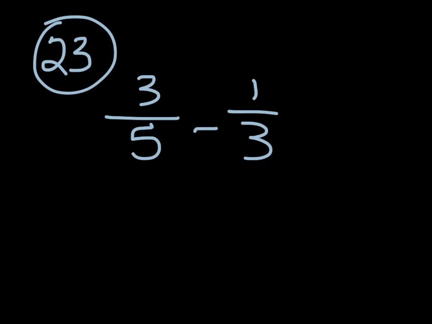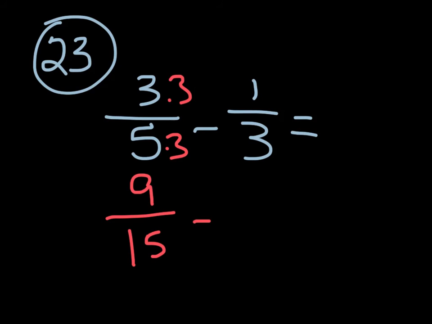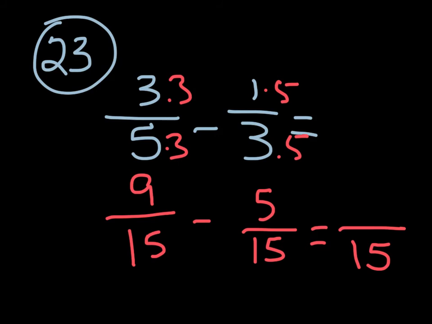Number 23 says Sarah put 1/3 cup of cat food in her cat's bowl on Monday. She put 3/5 cups of cat food in her bowl on Tuesday. How much more cat food did she put in on Tuesday than on Monday? So you're just going to subtract the two. 3/5 minus 1/3. Let's see, my common denominator is 15. 5 times 3 gives me 15, so 3 times 3 gives me 9. 3 times 5 gives me 15, so 1 times 5 gives me 5. Denominator stays the same. 9 minus 5 gives me 4.